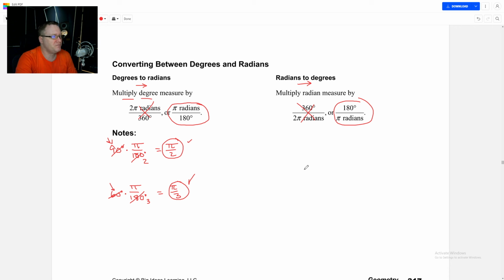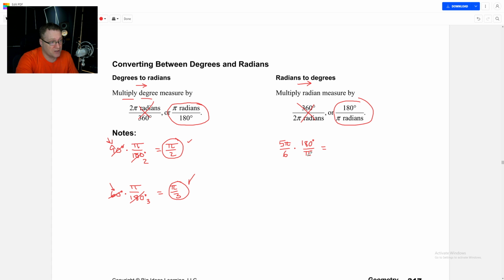So for example, if I told you that we have a 5 pi over 6 angle, I tell you 5 pi over 6 is the radian measure of the angle. What is that in degrees? Well, all we have to do is multiply by 180 degrees over pi, and that will give us our answer.